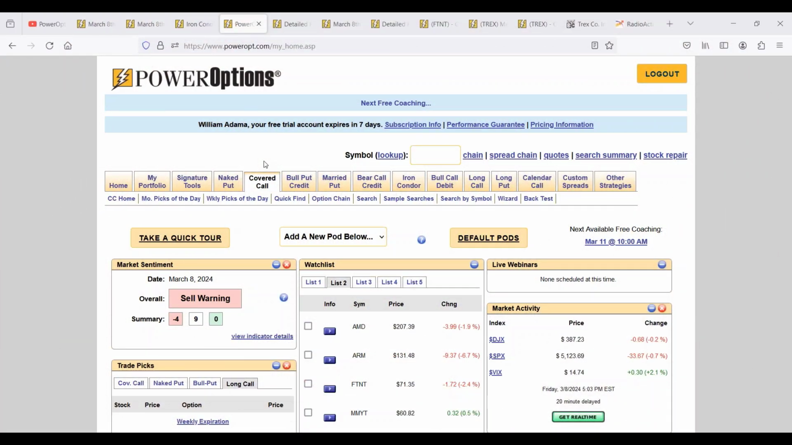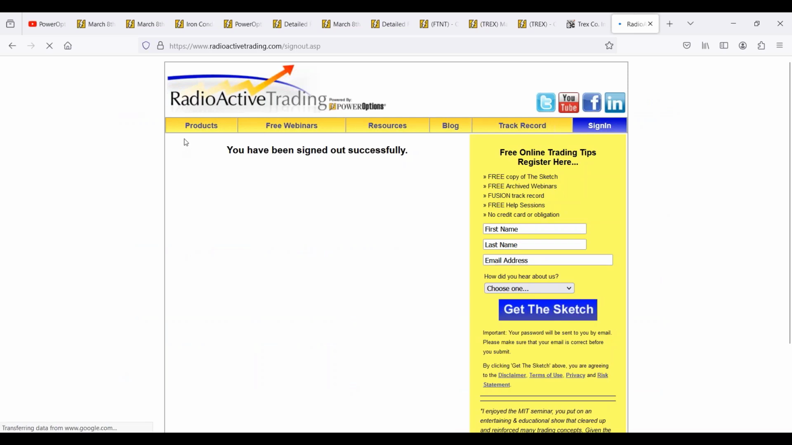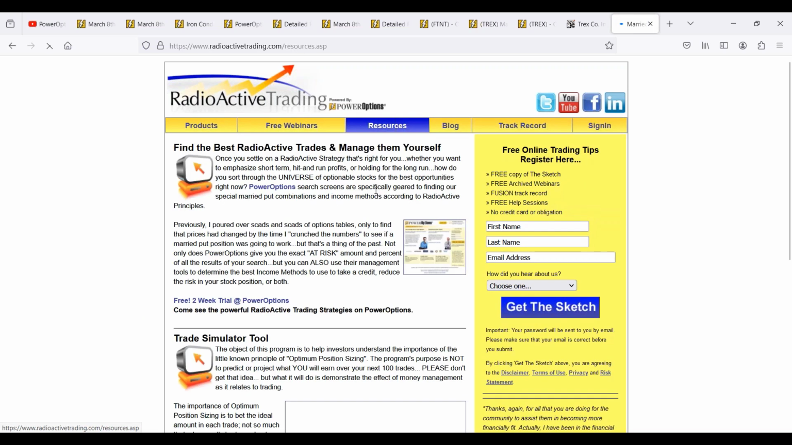We talked about the lie of leverage. We talked about stops. And I'm going to do one more thing on stops, and I'm going to point Mike in further directions of where he can go. So let's go here. I'm going to sign out here, though. We're going to go to radioactivetrading.com. We're going to go to resources.